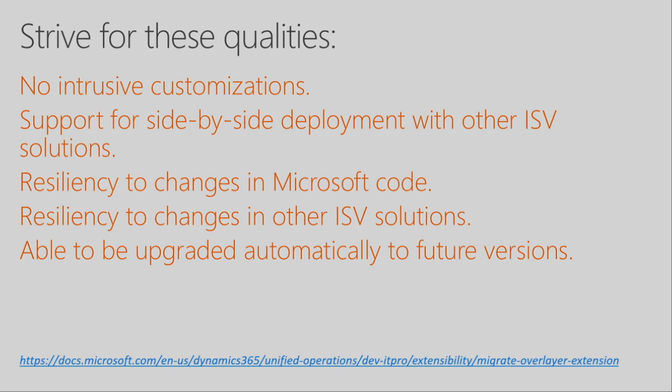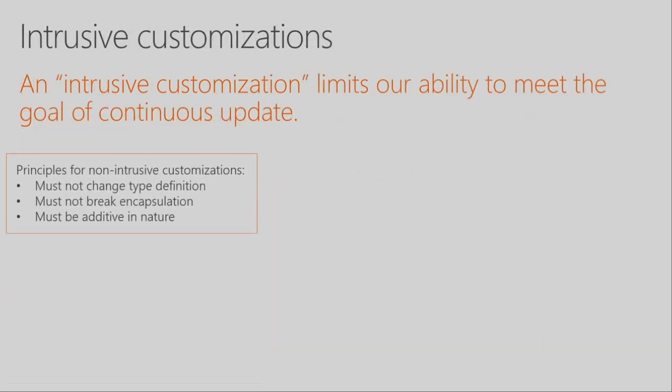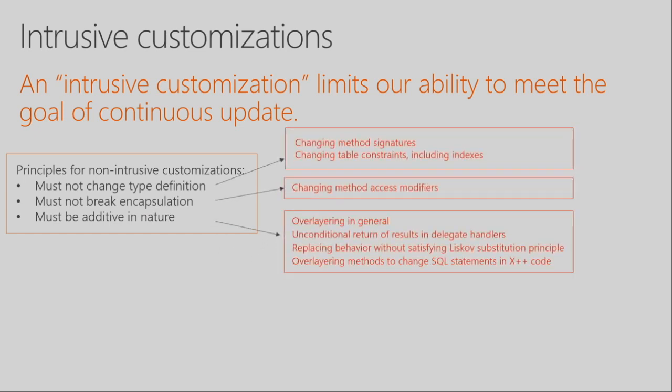So when you think about intrusive customizations, it's really anything that limits our ability to do this continuous update or low friction upgradability. So an intrusive customization does one of three things, three principles. It could change the type definition. So the easy thing is method signatures and things like that, but it's also things a little bit more subtle, like table relations, constraints, indexes, things like that. Can't break encapsulation.